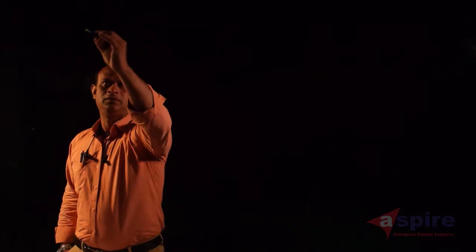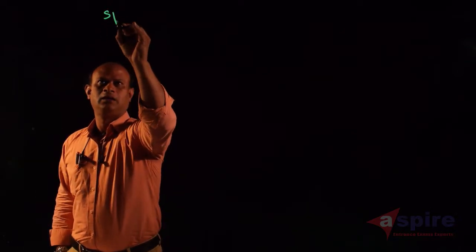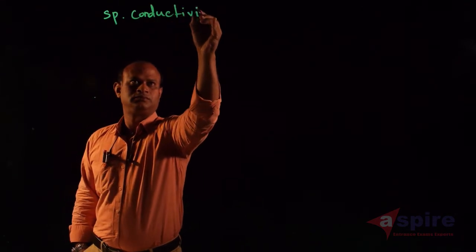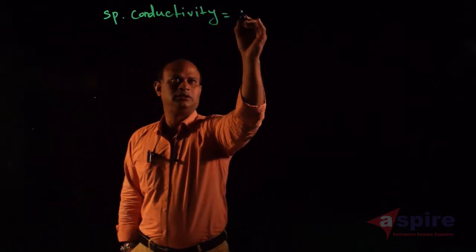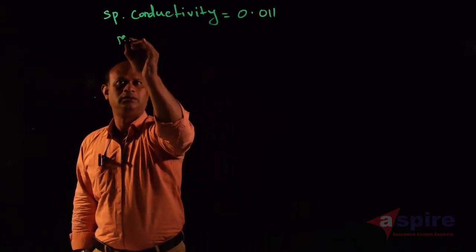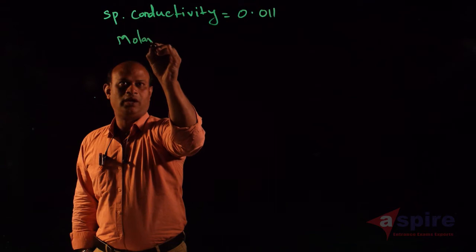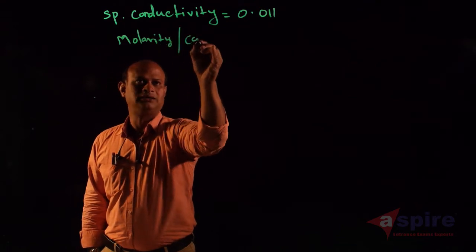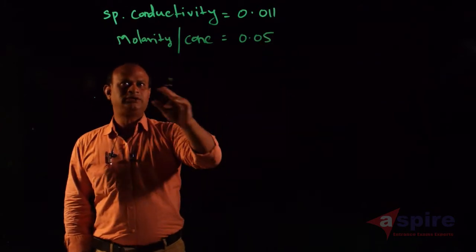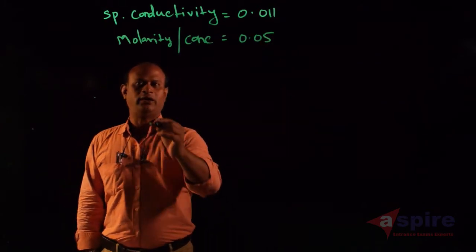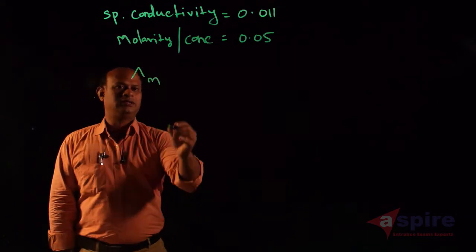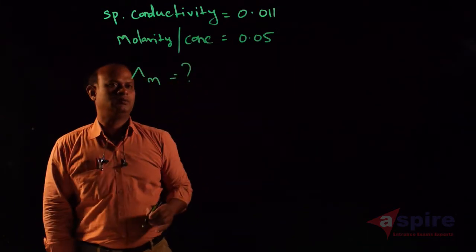In the problem, they are giving specific conductivity. The value is 0.011 and molarity or concentration they are given, this is 0.05. So by using this given data, we are going to try to find out what is the conductivity of the given problem.